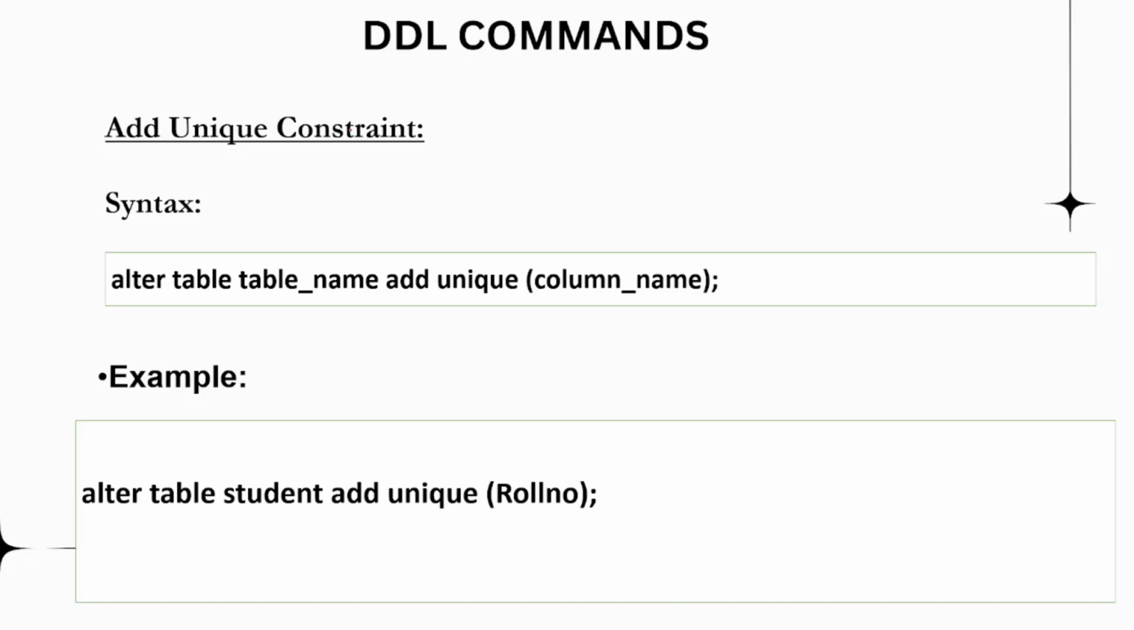Next one, add unique constraint. Unique is nothing but you have to give a different value. So ALTER TABLE table name ADD UNIQUE of column name. Whichever column you want to be unique, you have to mention. So student is my table name, ADD UNIQUE of roll number. So for the roll number you should give a different value.